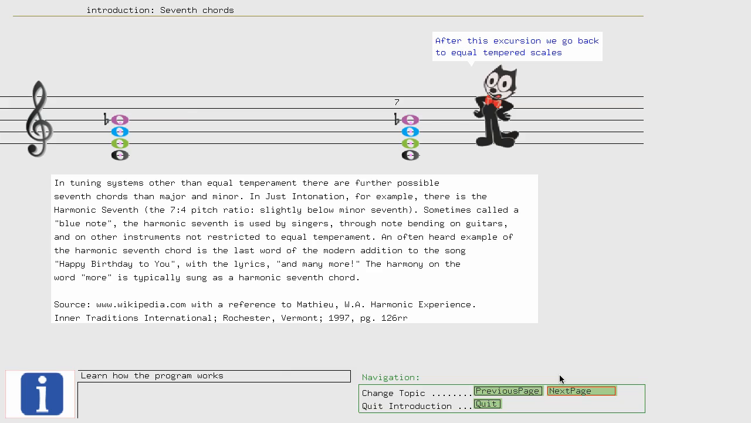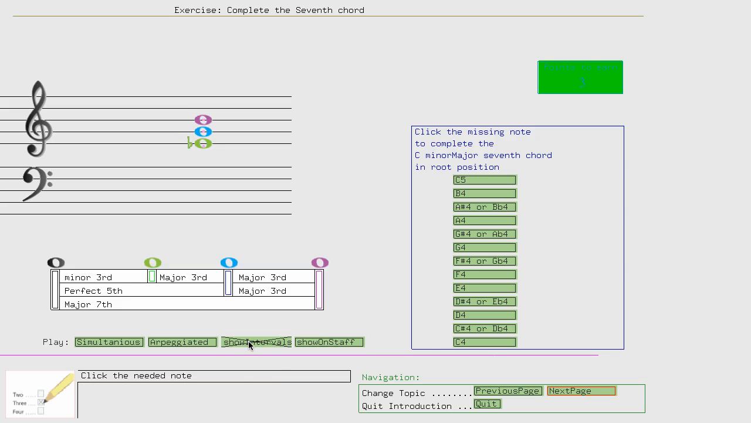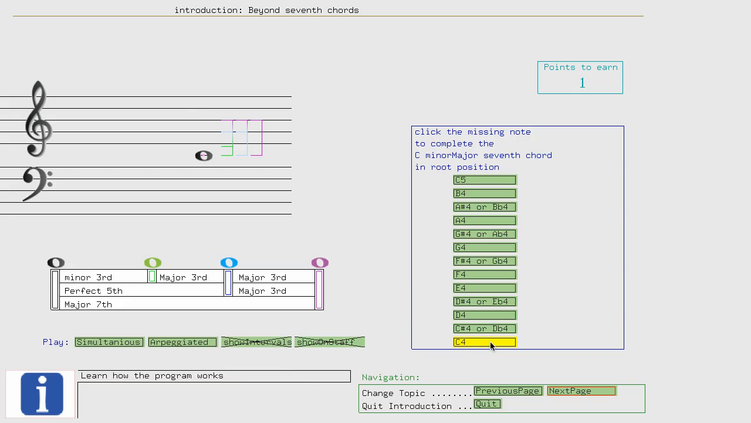After this excursion, we go back to equal tempered scales. In the next exercise, identify the missing note to complete the 7th chord. Good.